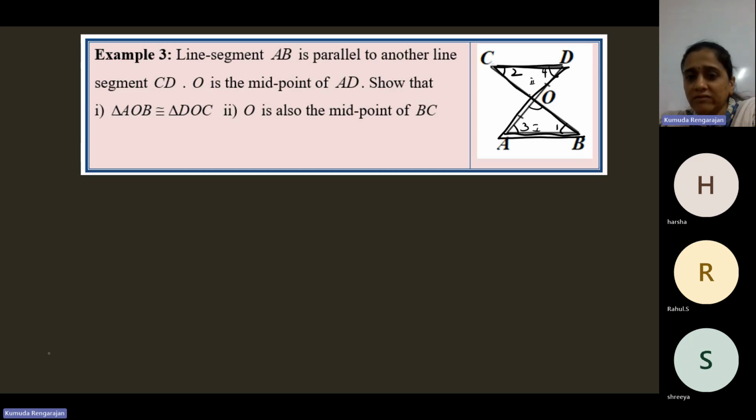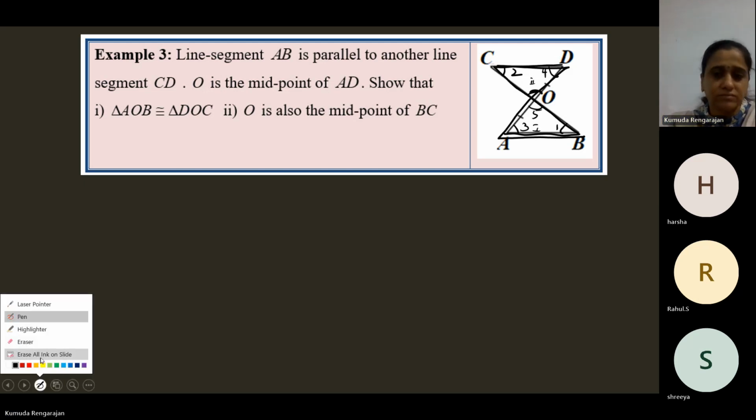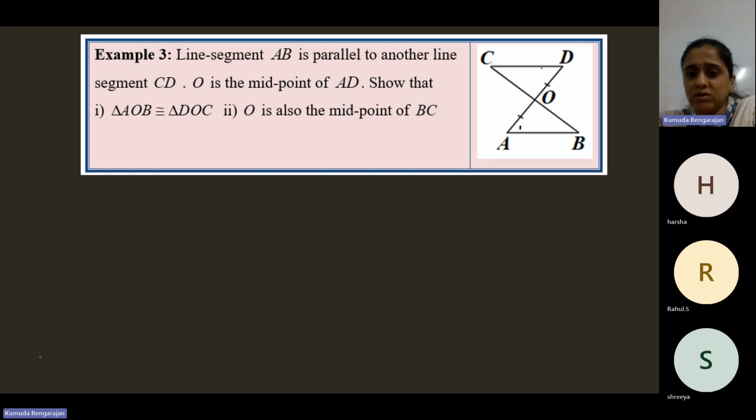And then we also have a pair of vertically opposite angles. We have a lot of information. So we also have angle 5 equal to angle 6. So angle 1 is equal to angle 2, alternate interior angles. Angle 3 is equal to angle 4, alternate interior angles. Angle 5 is equal to angle 6, vertically opposite angles. And we also have this side equal to this side.